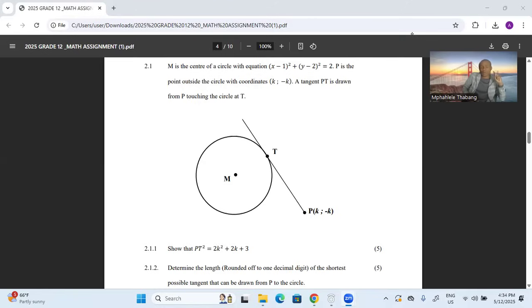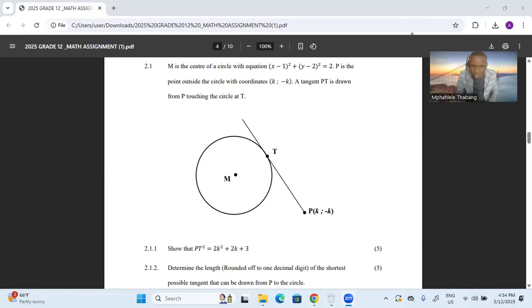The key thing that I will go through is the right angle triangle, which comes from the idea that tangent is perpendicular to the radius. In this context, I'm going to talk about the right angle triangle, which comes as a result of tangent being perpendicular to the radius. So let's go through it and see what's happening here. They are saying 2.1, M is the center of a circle with the equation (x minus 1) squared plus (y minus 2) squared equals 2.